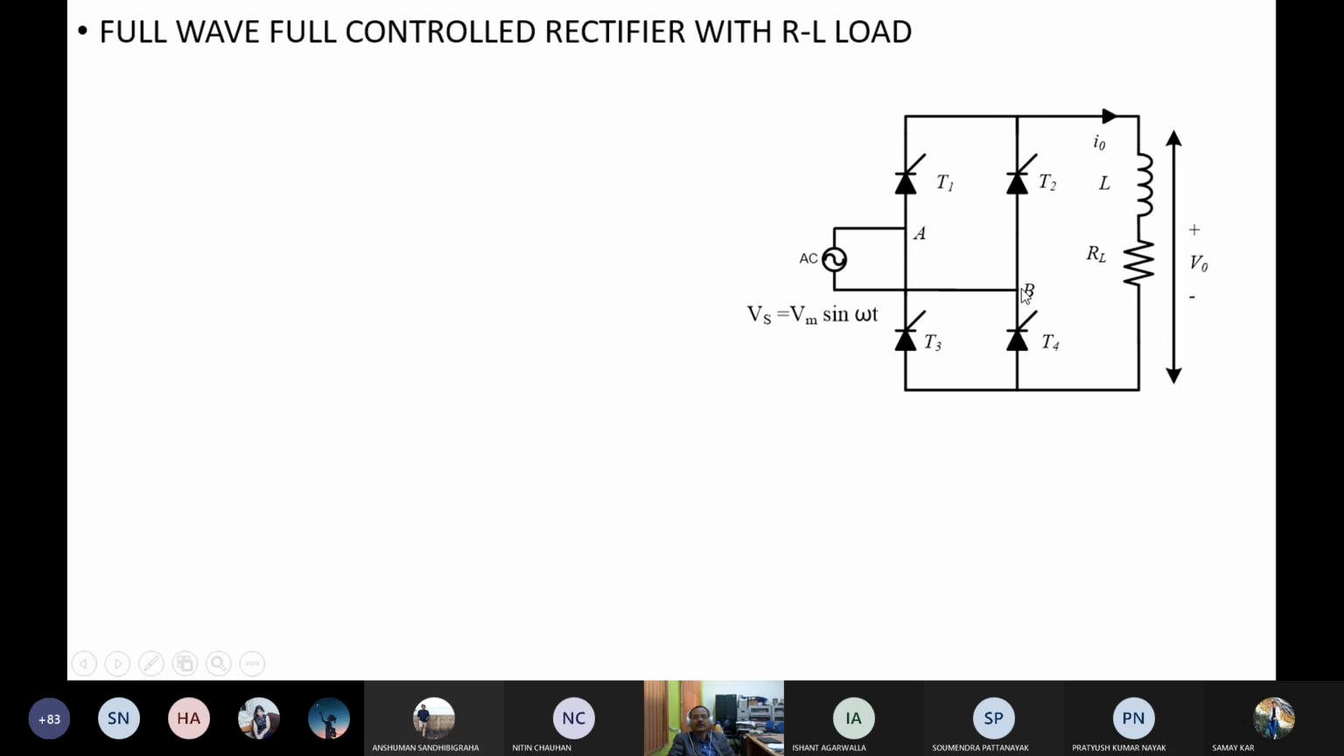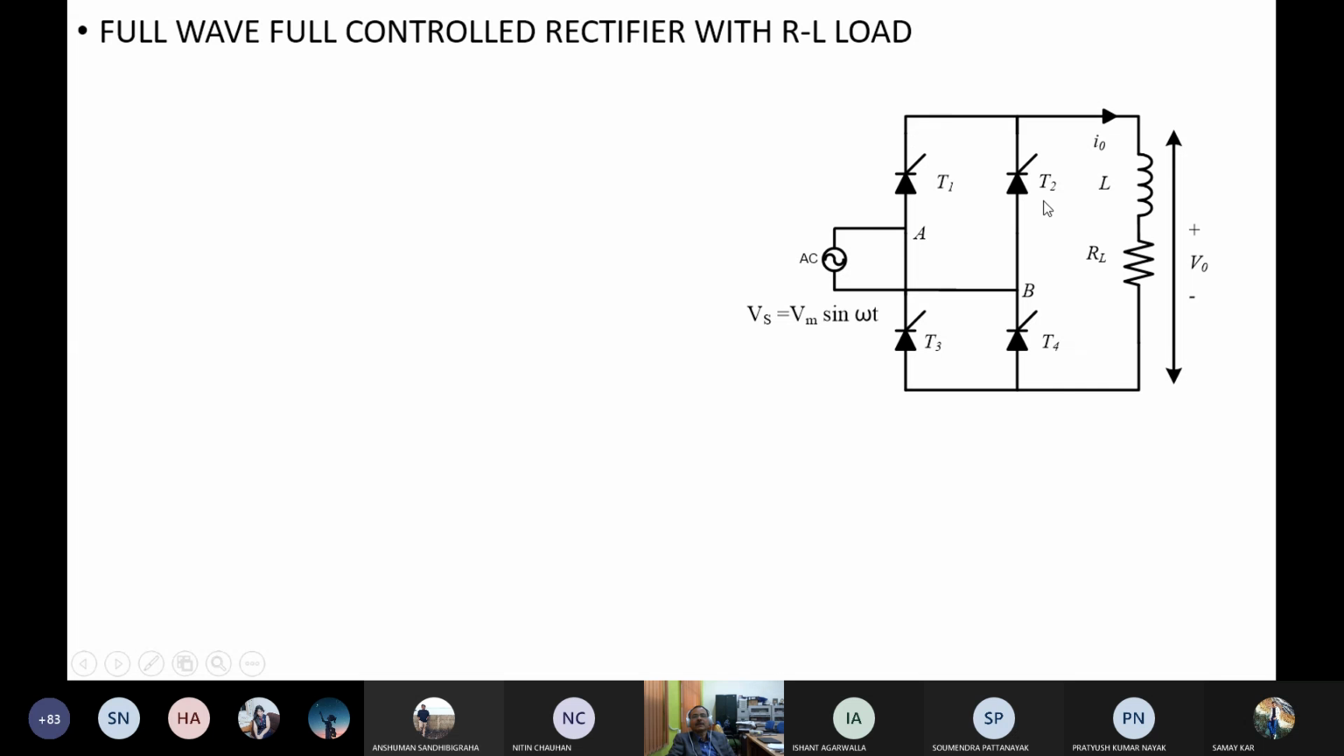In the other circuit, what was happening? These are diodes. So this diode was reverse biased, so it turns off, and current transfers from this diode to this diode. So there is an inherent freewheeling action. But in the full converter, both T1 and T4 continue to conduct till the current becomes 0. So T1 and T4 continue to conduct after pi.